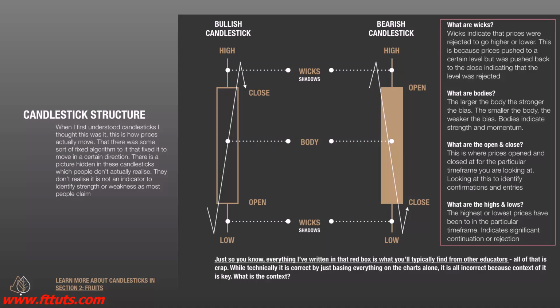Okay, the next one is, what are bodies? The larger the body, the stronger the bias. The smaller the body, the weaker the bias. So if you see a large bullish candlestick, most price action traders will tell you that it's a very long and large bullish candlestick. That means the trend is really, really bullish and it signifies strength and momentum. However, this is wrong. We'll explain more later on.